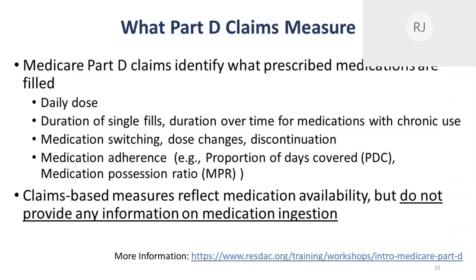All right, so what does Medicare Part D measure? Medicare Part D claims identify what prescribed medications are filled, and this can include a daily dose, duration of single fills, duration over time for medication with chronic use, medication switching, dose changes, discontinuation, and medication adherence. Claims-based measures, though, it's important to note that they reflect the medication availability, but not if they were actually ingested.